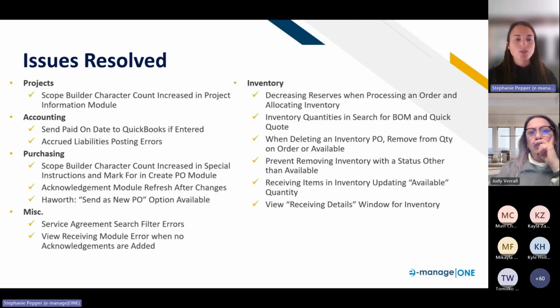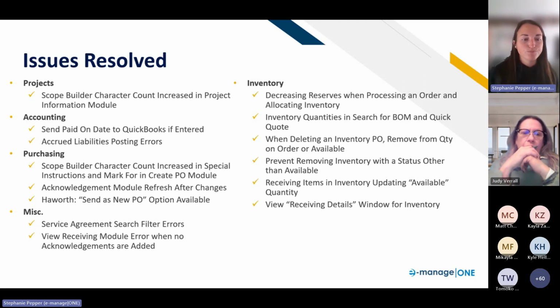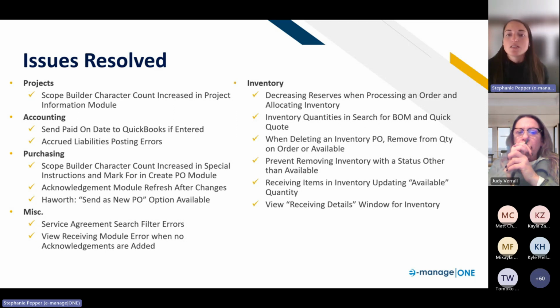As far as purchasing goes, scope builder character count increase, and an acknowledgement module refresh after changes. You make changes to an acknowledgement, it's going to refresh the top section. There was a manual refresh that you had to do, close out, get back in. That should be taken care of. And then my Hayworth dealers, you got the send as new PO option back available. Some miscellaneous ones there. And then inventory, some major inventory ones.